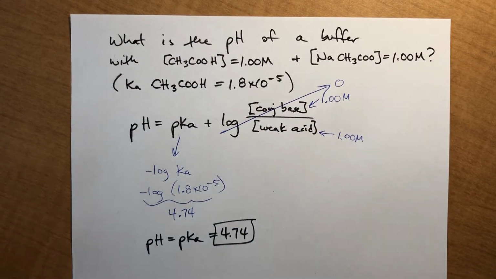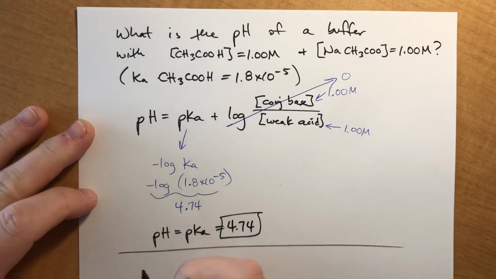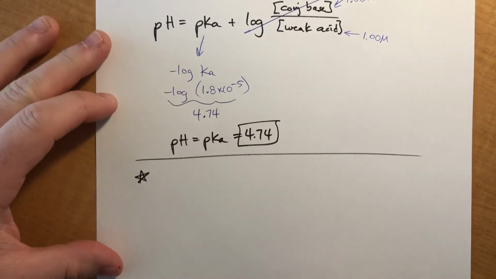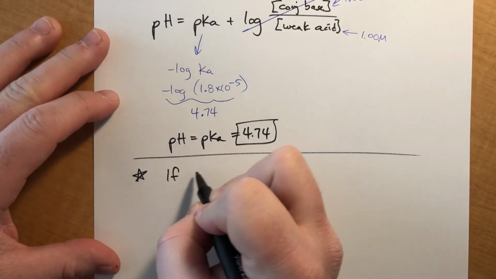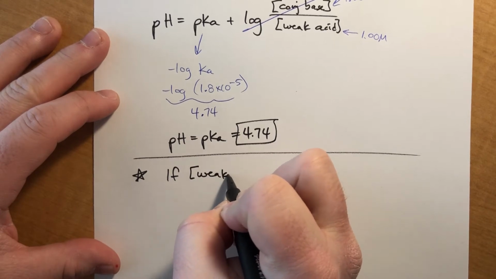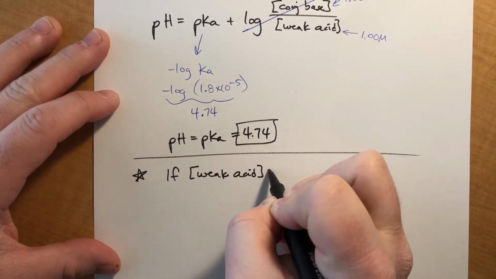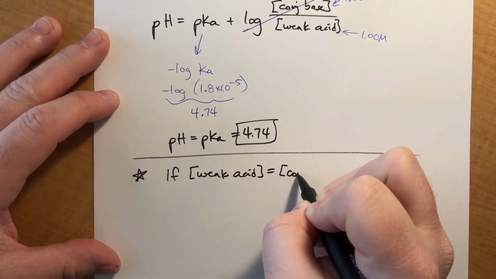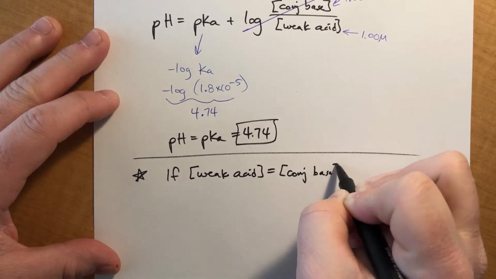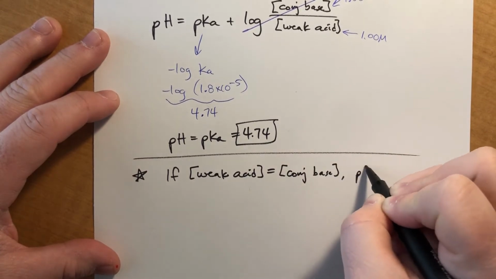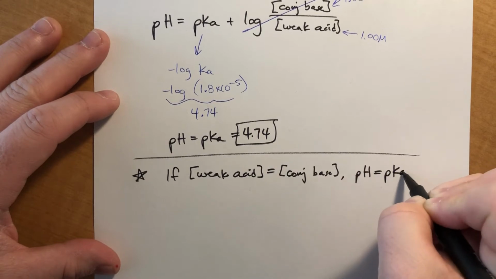So mildly acidic, 4.74 is less than 7. But this is always going to be true, so I'll put a little note here. If the concentration of weak acid equals the concentration of conjugate base, the pH will always equal the pKa.